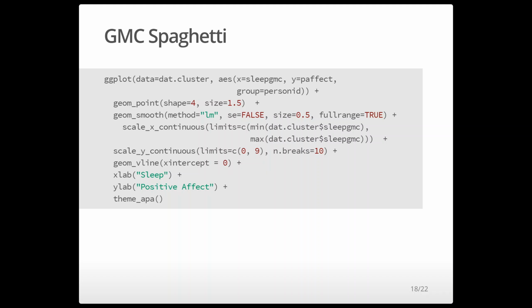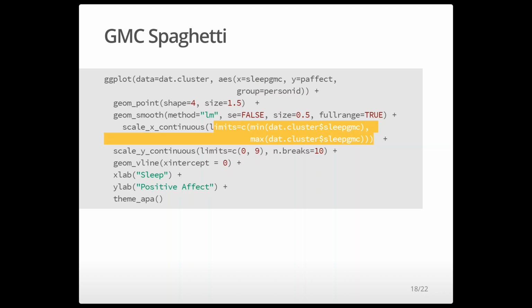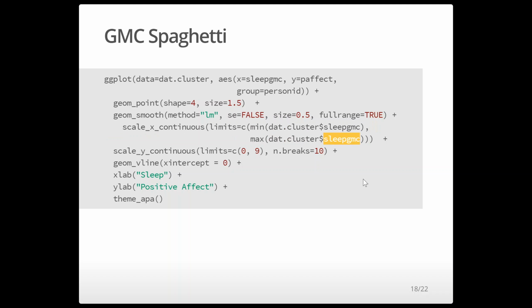In addition to using the different variable, grand mean centered sleep, I'm also changing the x-axis, so it goes from the minimum to the maximum of the grand mean centered sleep. This is the same thing as we were looking at in the other version. It's just that the minimum and maximum are different. They're no longer integers, so I just specified them as the minimum and the maximum. And then the other thing I'm going to do is add a vertical line at 0, because the x-axis in this model is no longer going to go from 0 to 9. It's going to go from a negative number to a positive number.